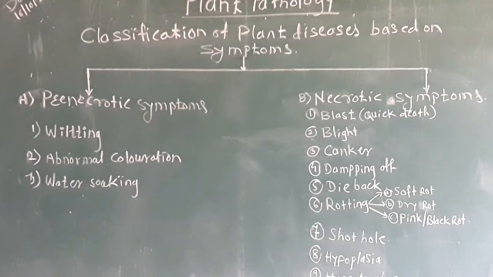What is abnormal coloration? Abnormal coloration is another type of pre-necrotic symptom. It means the normal color of the plants is changed, such as yellowing, then browning, then purpling, or reddening of the color of an organ, a localized area or any part of the plant. It is nothing but abnormal coloration.